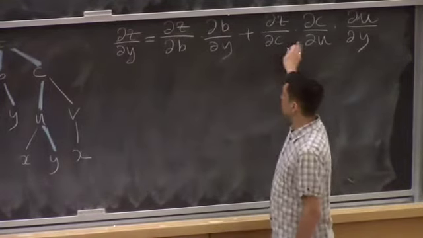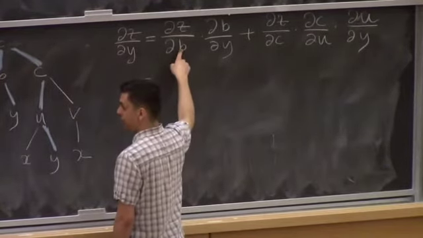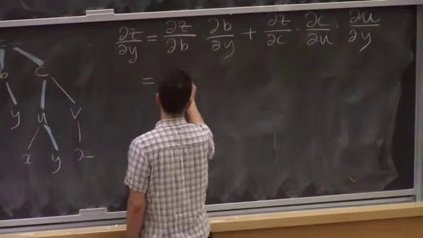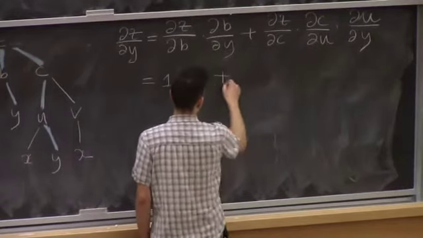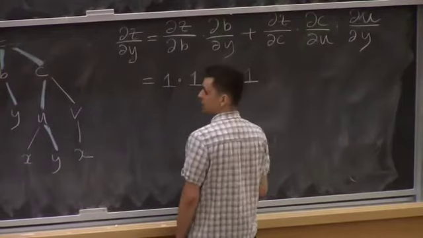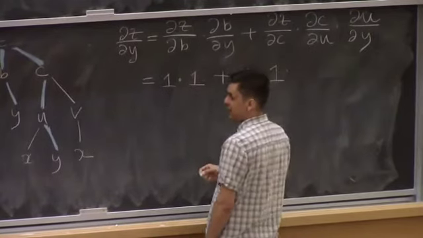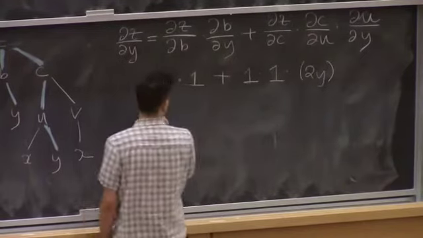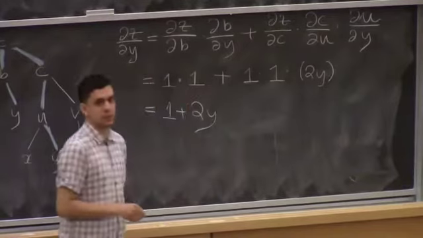So we add up over all paths. Now we work out the values of these things. So ZB is 1. BY is 1. ZC is 1. CU is 1. And then UY is 2, 1. Okay, so our final answer is that the dependence is like this.